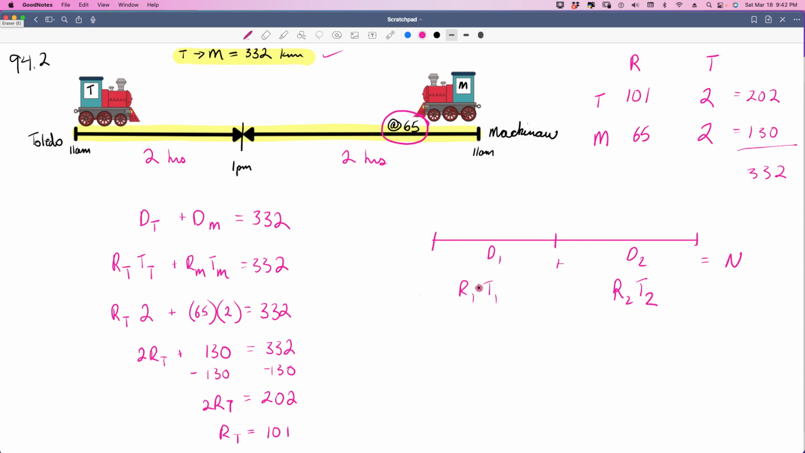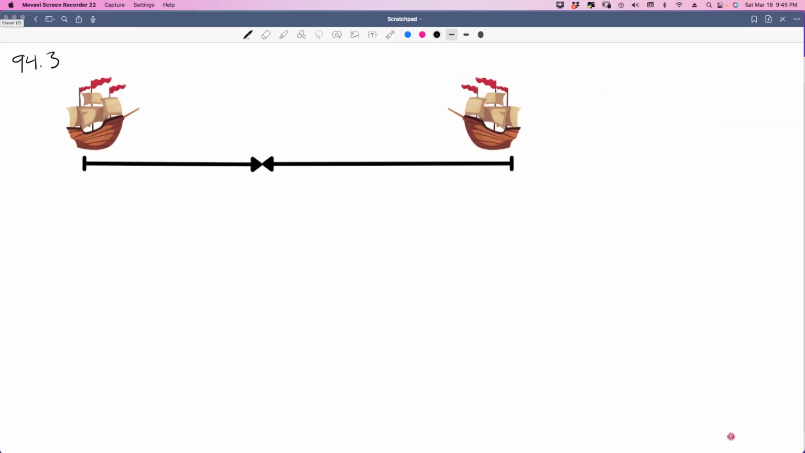And you could sub in whatever subscript variable you want to represent, whether it's Toledo or Mackinac or Fort Walton Beach or whatever it is, northbound, southbound, and so on. Let's do one more just to kind of put this in our heads really well. This time, let's do boats. All right, let's do ships this time.